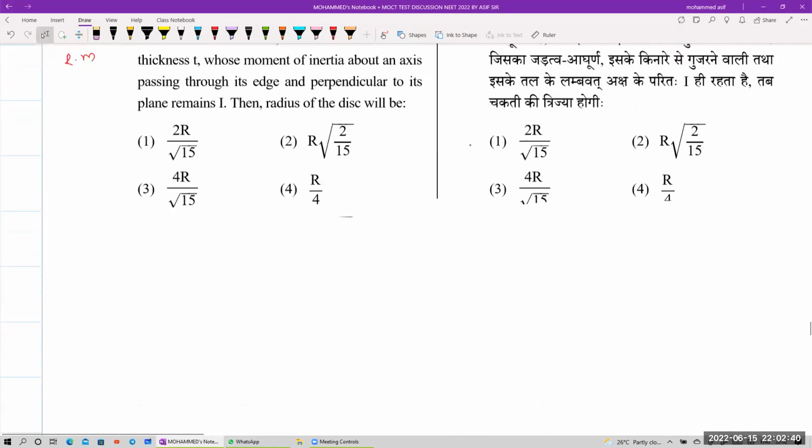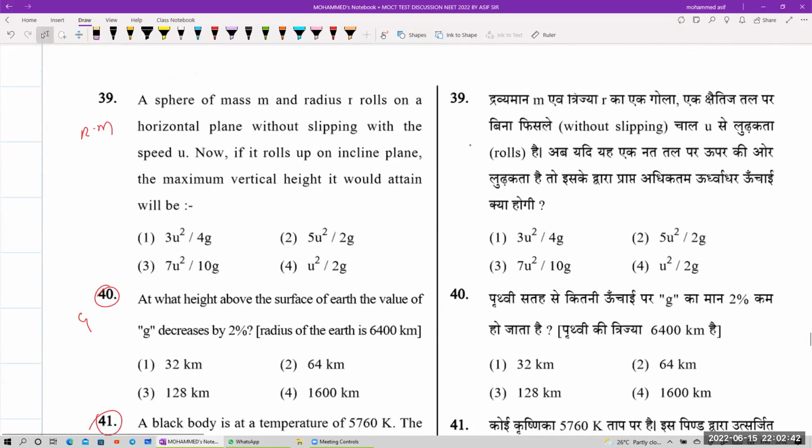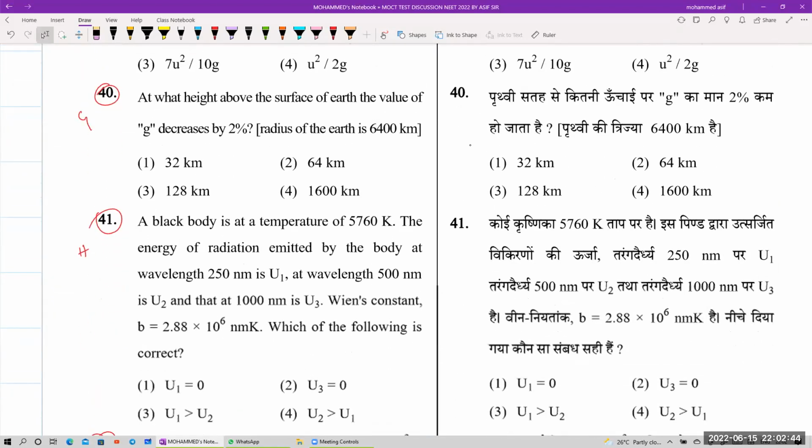चलो क्वेश्चन नंबर 39 भी छोड़ रहा हूँ। 40 वी कैन डू बेटा। At what height above the surface of the earth the value of the G decreases by 2%? करके बताइए जल्दी. At what height above the surface of the earth G value decreases by 2%?